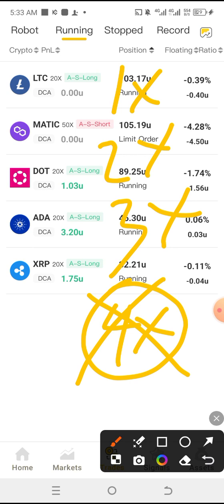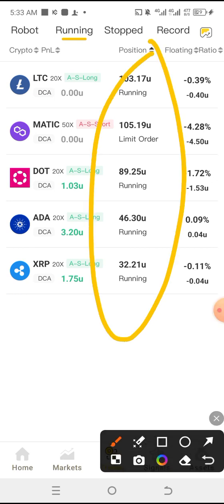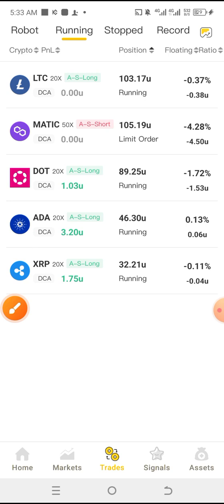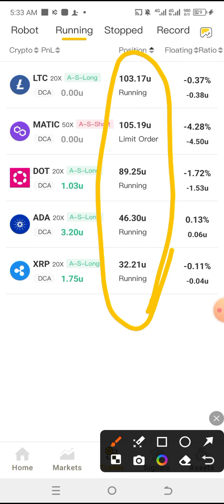Okay, now 1x of your capital simply means that you look at your capital. If you have $1,000, make sure that whatever trades you are having here equals $1,000. And 2x simply means that you have 2x of your capital. That means if you're trading with probably $250, the entire trade here should be equal to $500.